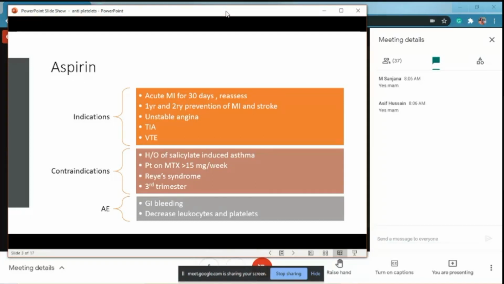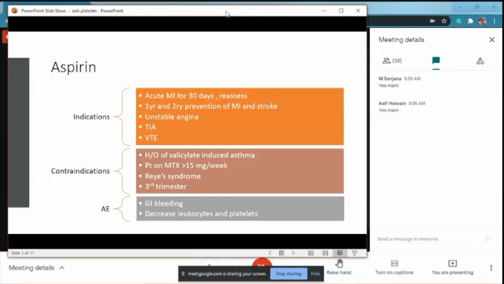So in hypertension and angina, we discussed a little bit about the indications of aspirin. Sorry, don't confuse. We use it in acute MI for 30 days, as it seems to decrease the mortality. So it's not for the treatment. Do not confuse: aspirin is not for the treatment of acute MI. It is used to reduce the mortality in acute MI.